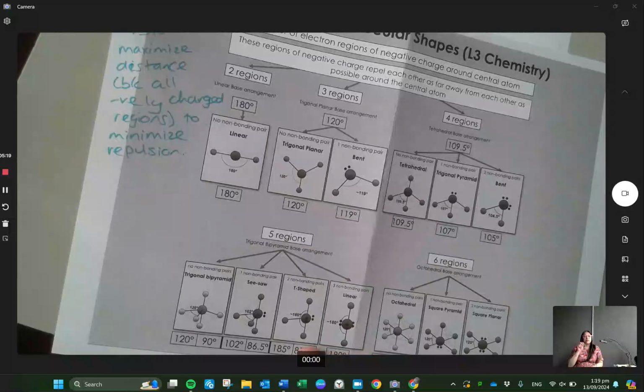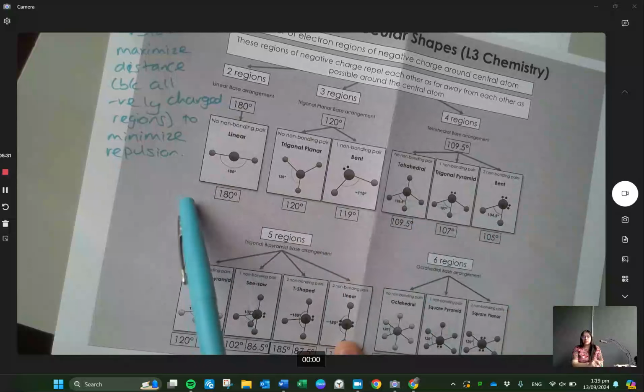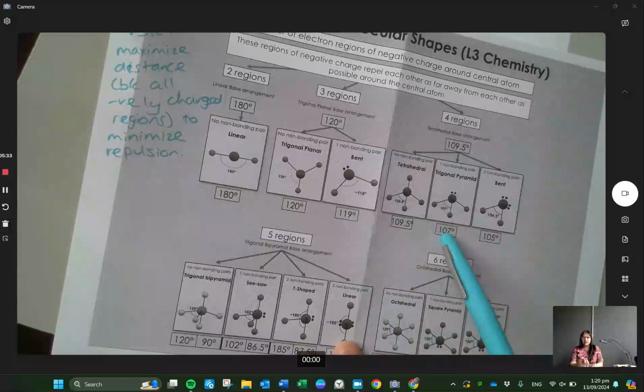And I really, really, really like this setup because it first has you think about, okay, how many regions of electron density do I have first? And then I ask bonded or non-bonded to then figure out my shape. So the ones on the top are all the ones that we've done last year. They were pretty logical from what they had shape-wise.